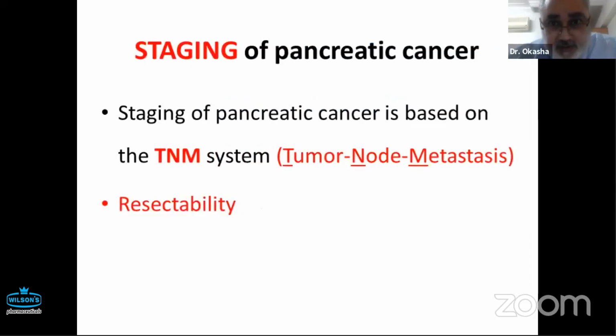So let us talk about staging of pancreatic cancer. The staging is based on the classic TNM system: T for tumor, N for node, and M for metastasis. We all know that. And in addition, we should determine the resectability of the mass. We should write in the conclusion whether the mass is resectable, borderline resectable, or unresectable.